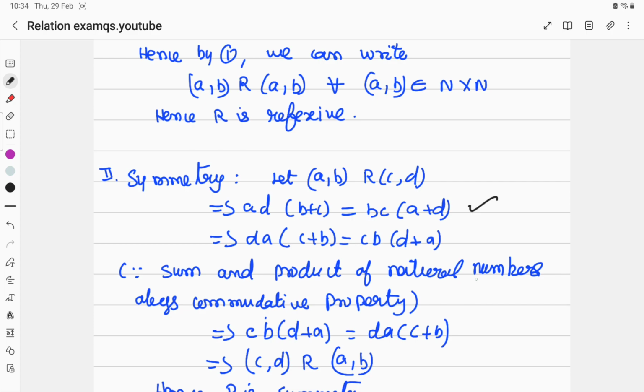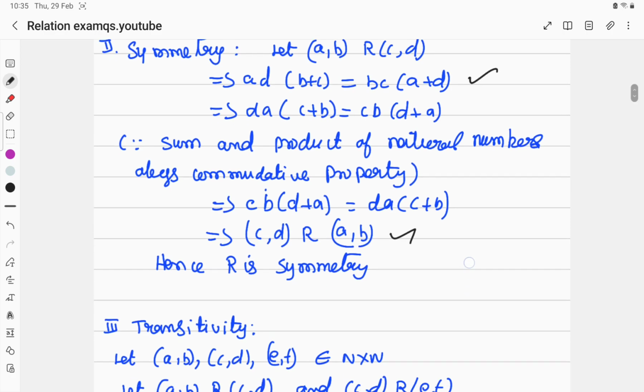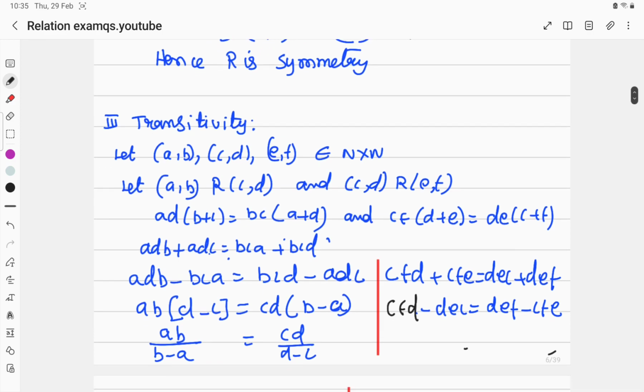Since the sum and product of natural numbers obey the commutative property, CB(D + A) = DA(C + B). Therefore, (C, D) is related to (A, B), hence R is symmetric. Transitive. You have to take three elements.